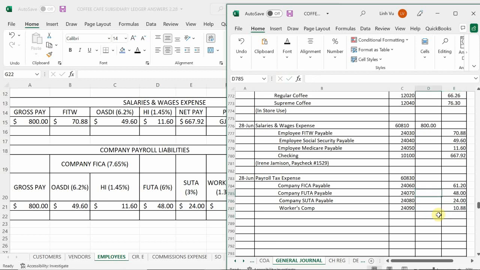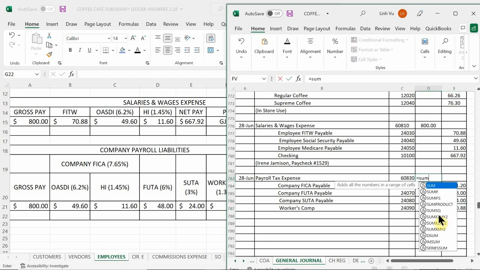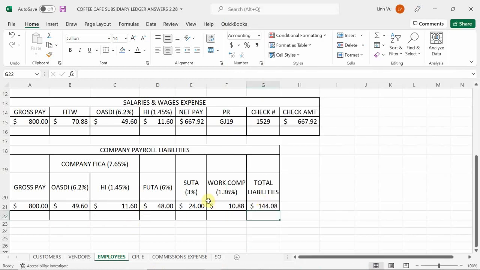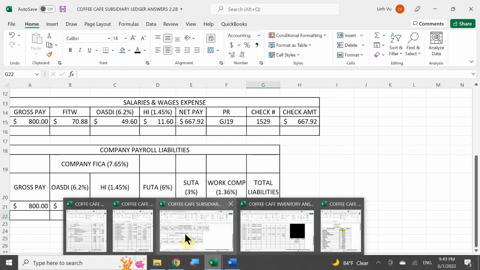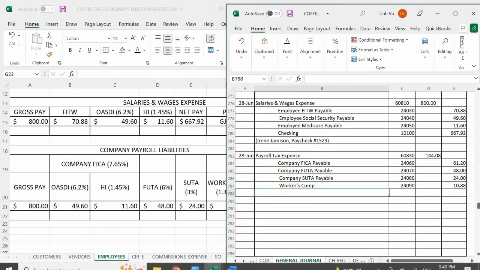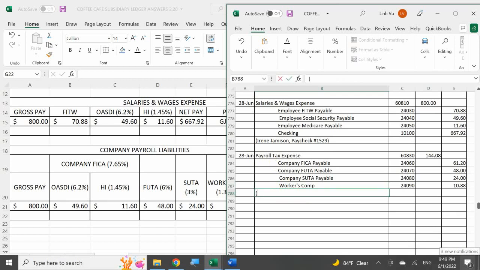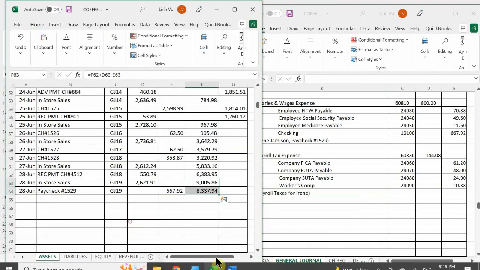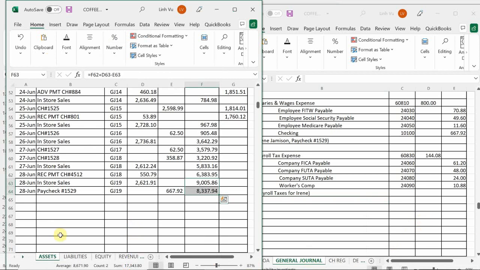Okay, so therefore, grand total payroll taxes is going to be equal to $144.08, which is exactly what we solved on this worksheet here. Okay. So now we can update our accounts. Okay, make sure this is payroll taxes for Irene. Okay. So let's go ahead and update our ledgers accordingly to reflect all of this.